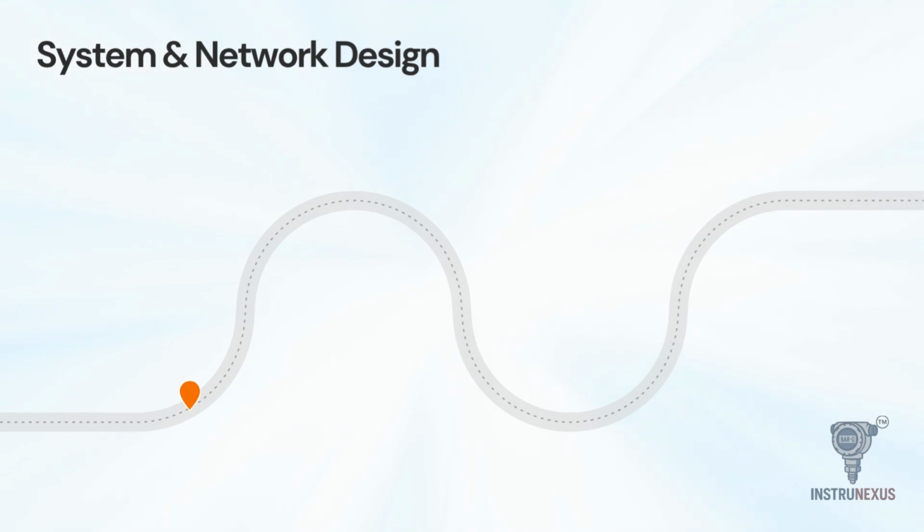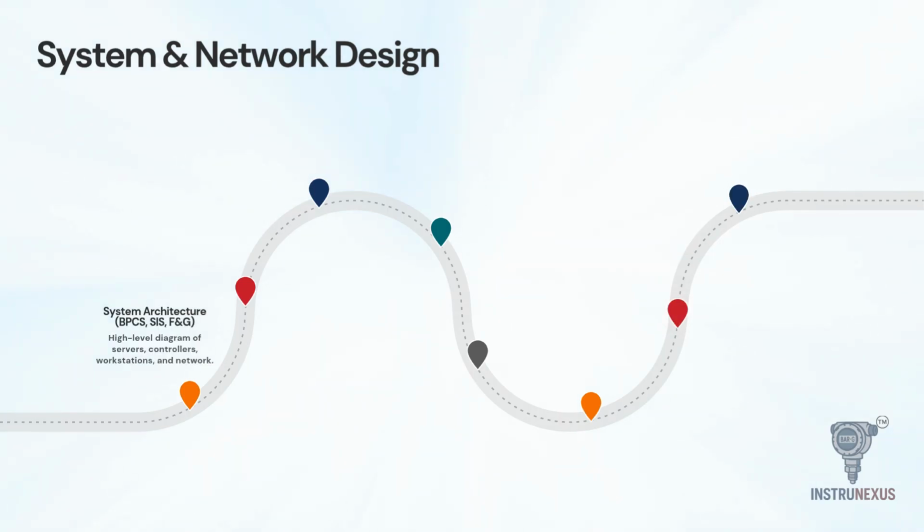Now we look at the brains of the operation, the system and network design. We start with the system architecture for the BPCS, SIS, and F&G systems. This is a high-level diagram of your servers, controllers, and workstations.